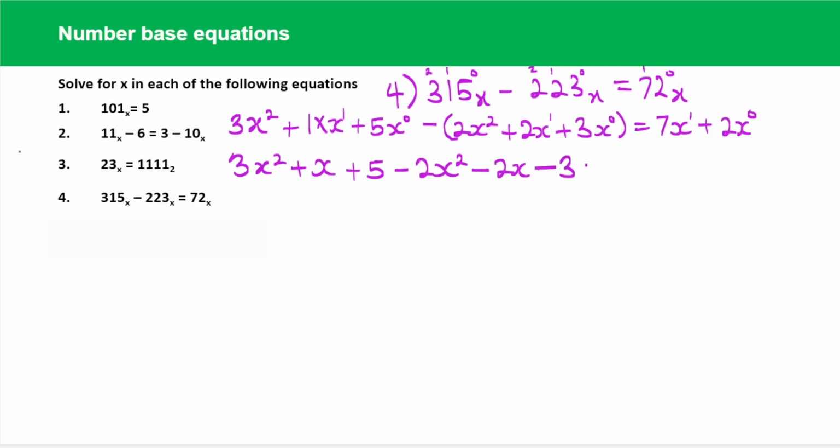1 times 3 will give us 3. X to the power of 1 is 1. 1 times 7, that will give us 7x. X to the power of 0 is 1. 1 times 2 is 2.